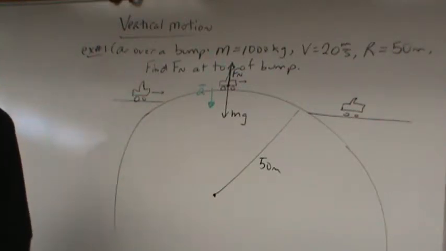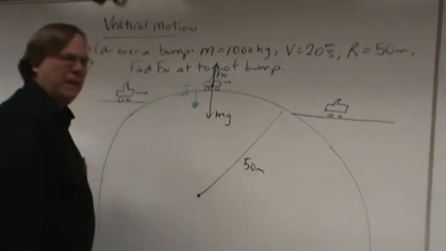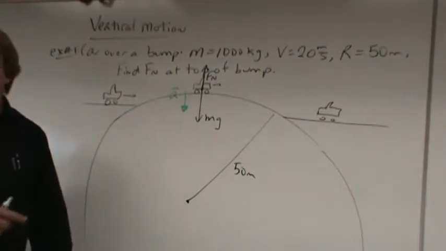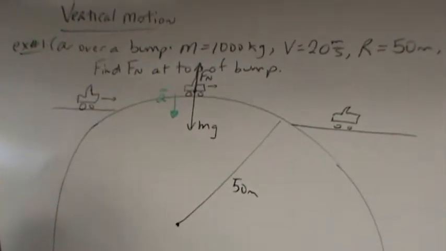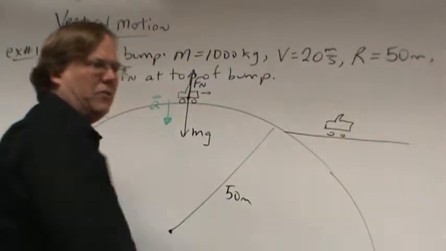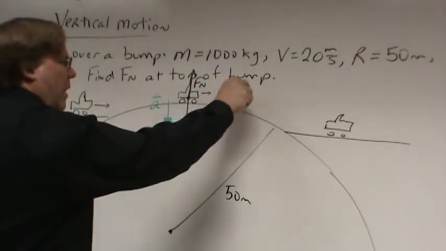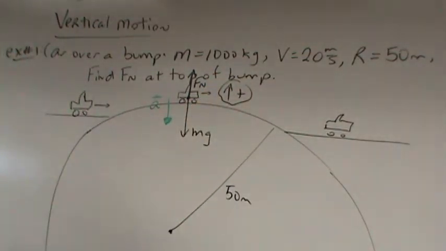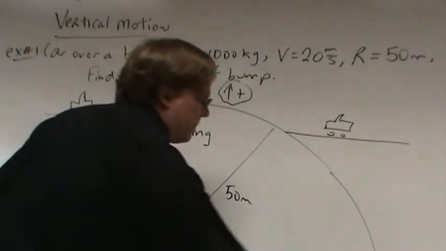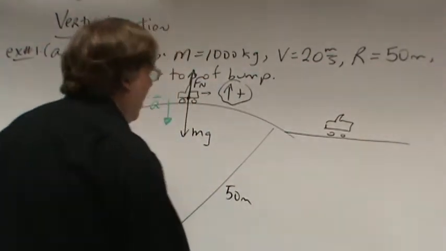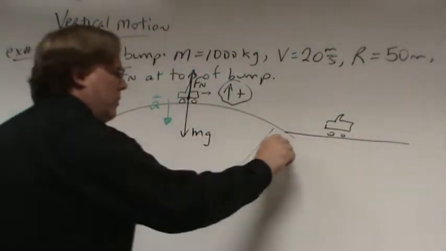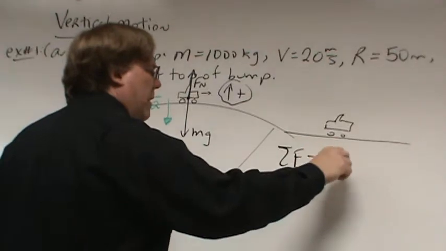I want to really drum that into your head. Whenever you're traveling in a circle, your acceleration is always directed toward the center of the circle. If not, then you would go off in a tangent forever and ever and never be traveling in a circle. So there's my acceleration. I'm going to define up as positive, and then I'm going to complete this problem. I'll define up as positive, so I'll do sum of the forces equals ma.